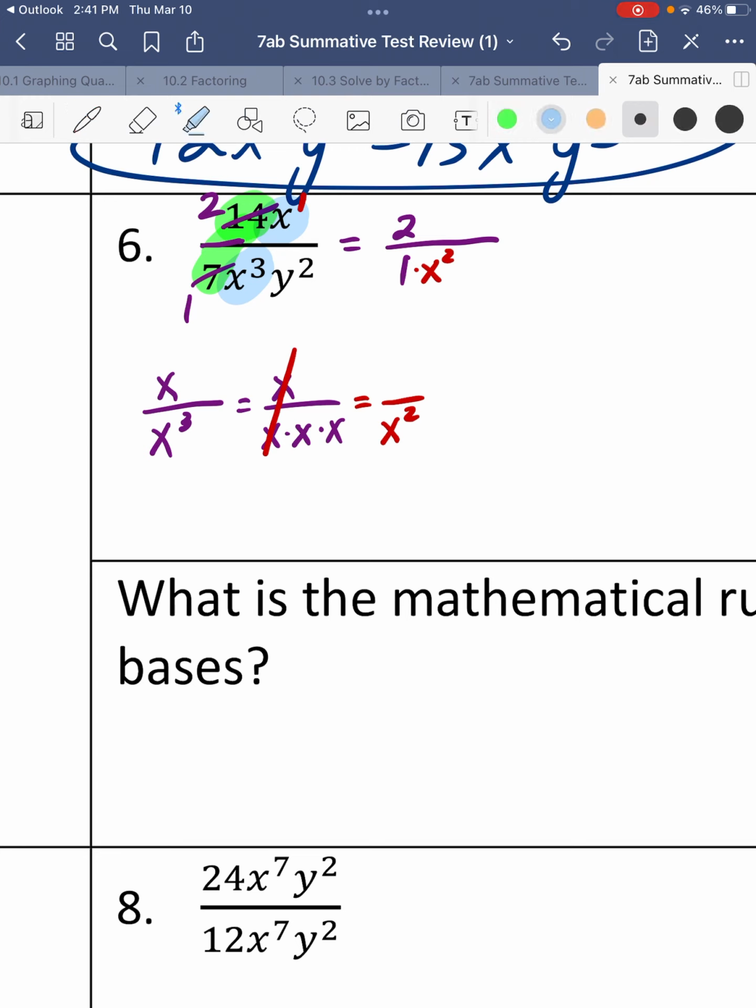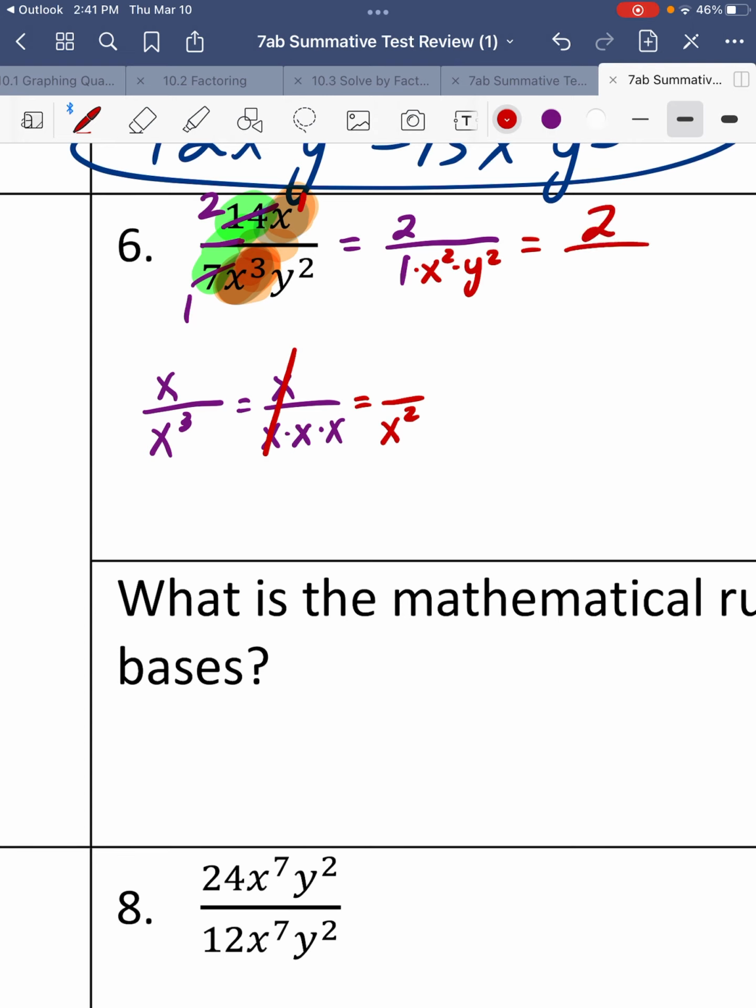So now we can look at our rules. With like bases, when you have division, what do you do to the exponents? How do I get x squared in the denominator? Well, you take x to the third, your biggest exponent, you subtract your smallest, so 3 minus 1 is 2, and you put the answer where the biggest exponent started out. The biggest exponent started out in the denominator, so that's why it's x squared in the denominator. The y squared, there's no y in the numerator, so that just stays y squared in the denominator.